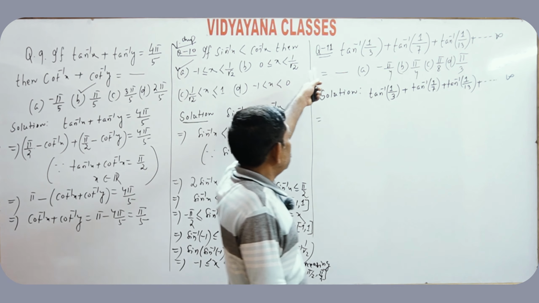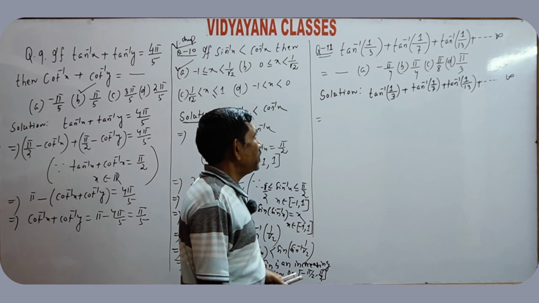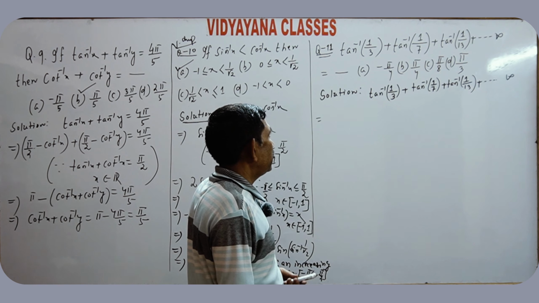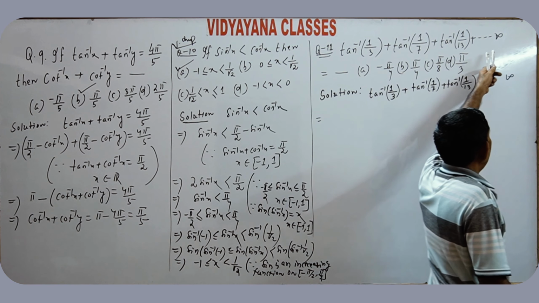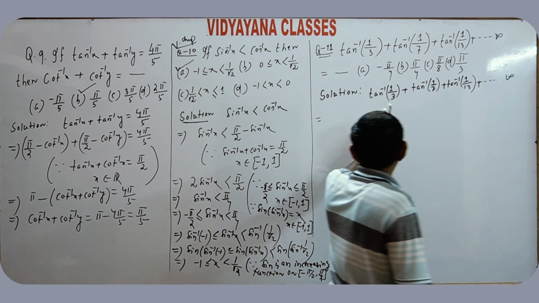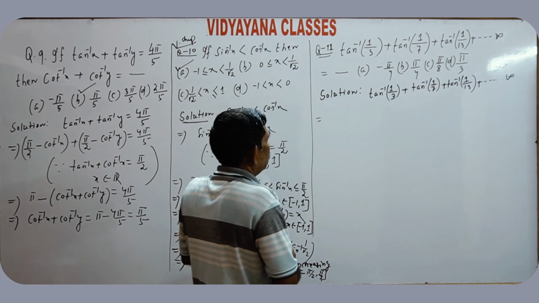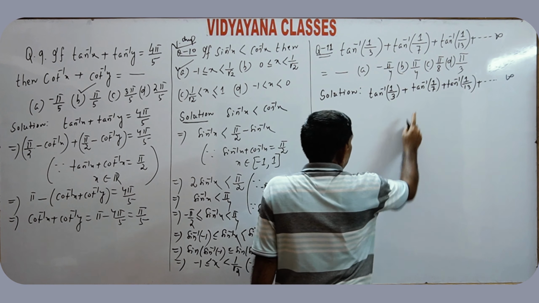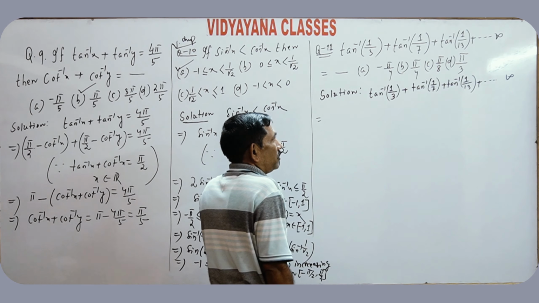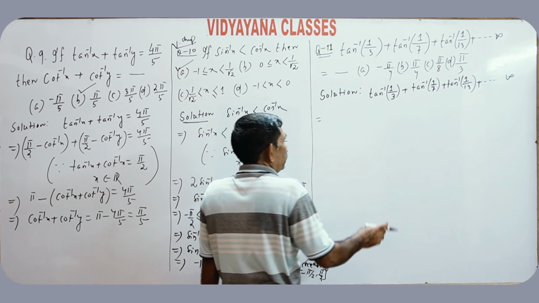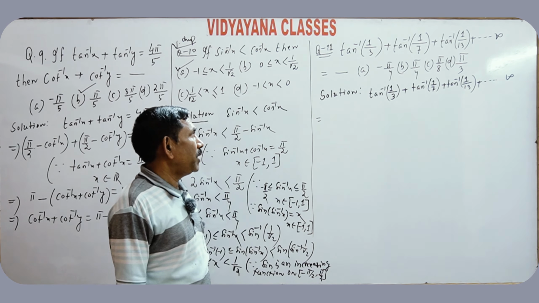Next, question number 11. Tan inverse 1 by 3 plus tan inverse 1 by 7 plus tan inverse 1 by 13 dotted to infinity. Which one is correct? Tan inverse 1 by 3 plus tan inverse 1 by 7 plus tan inverse 1 by 13 plus dotted to infinity. Sum of infinite terms.